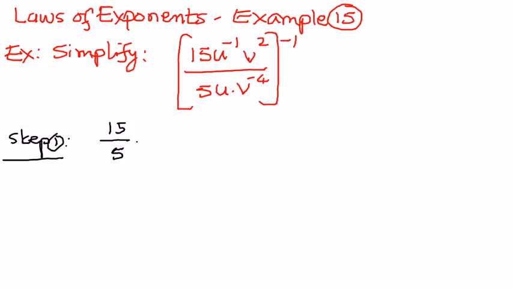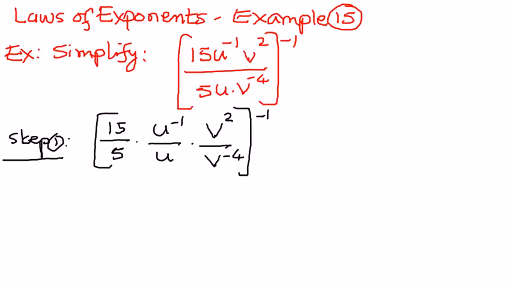And then the next term is u to the power of -1 divided by u. And then the third term is v to the power of 2 divided by v to the power of -4. And this whole thing is raised to the power of -1. We can simplify this as follows. Since 15 is a multiple of 5, 5 times 1 is 5, 5 times 3 is 15. So therefore we can write this as 3 times.